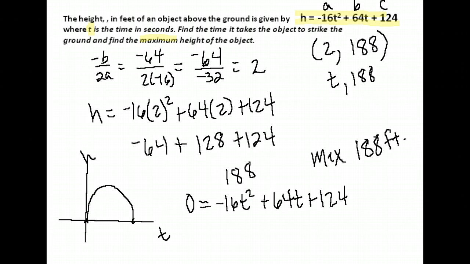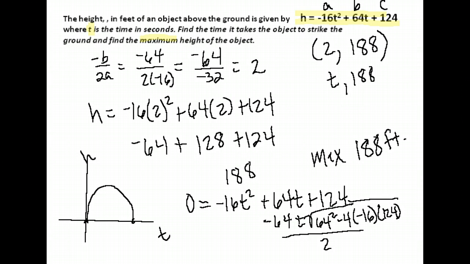Now, you could try to factor that if you want to. But if you don't, and I'm not thinking it does factor, you can always use the quadratic formula. So we do negative b plus or minus the square root of b squared minus 4 times our a, which is negative 16, times c, which is 124, all over 2 times a.